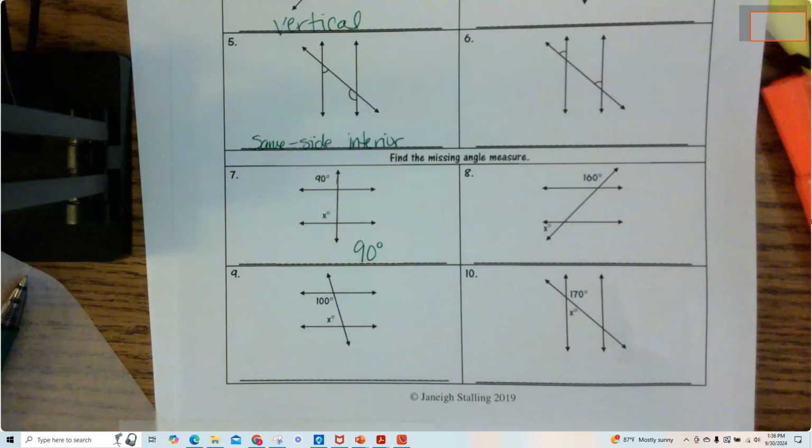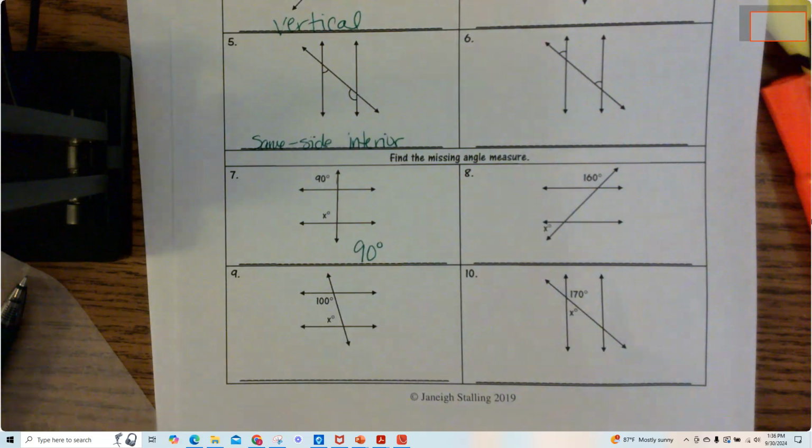Oh, I know there's pencils in there. Oh, sorry. All right, so number 9.